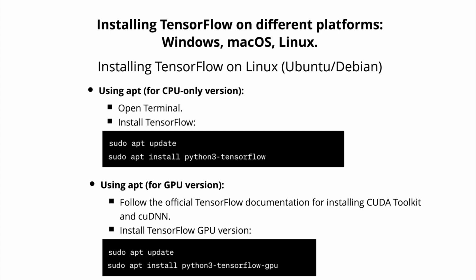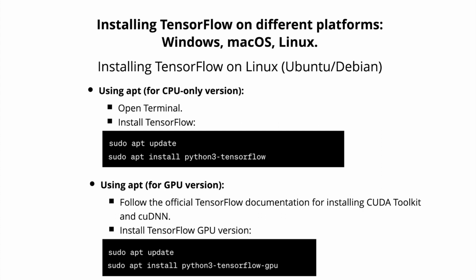Using apt for the GPU version, you can follow the official TensorFlow documentation for installing CUDA toolkit and cuDNN. Then install the TensorFlow GPU version by giving the command sudo apt update, sudo apt install python3-tensorflow-gpu. For Windows and macOS, you may need to install additional dependencies for TensorFlow GPU support, such as CUDA toolkit and cuDNN, as per the official documentation, which you might not have if you have not used before.